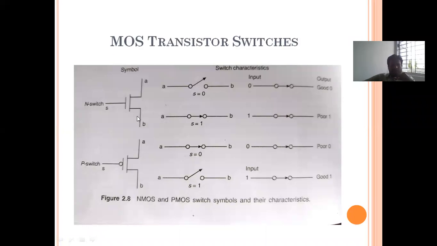So when we apply 0 to the NMOS, it acts as open. When we apply 1, it acts as closed. And in the case of the PMOS transistor, when we apply 0, it acts as a closed switch, and for 1, it acts as an open switch. So we know all these operations.